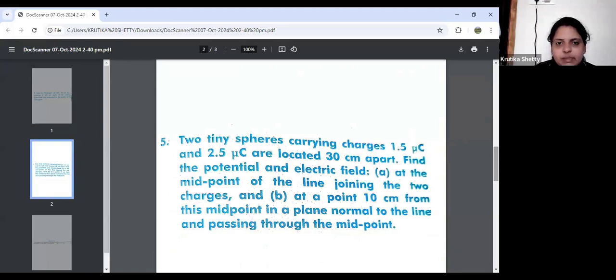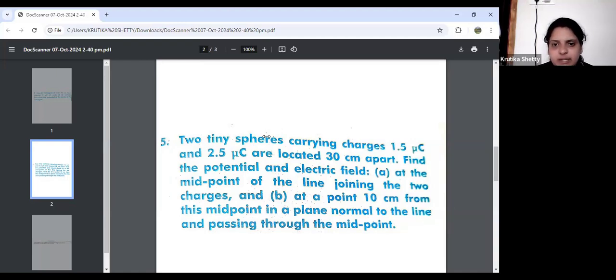So the second question, yesterday we discussed one question. Two tiny spheres carrying charges 1.5 microcoulomb and 2.5 microcoulomb are located 30 centimeter apart. One sphere has a charge of 1.5 microcoulomb and the other 2.5 microcoulomb, and the separation between the spheres is 30 centimeter. Find the potential and the electric field at the midpoint of the line joining the two charges.